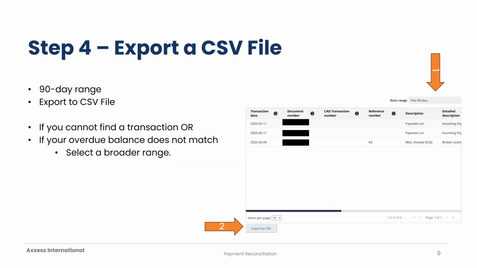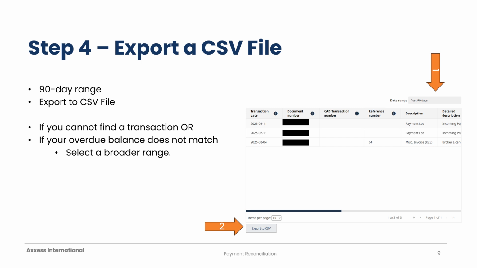To correctly assess what needs to be paid now and in the future to CBSA, we suggest as step 4 that you export the information to a CSV file. We suggest that you select an extended date range. You can look for the past 90 days. Once it is done, you can click on Export to CSV to create the file.